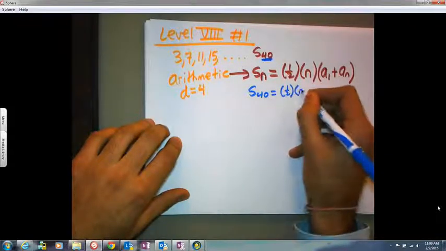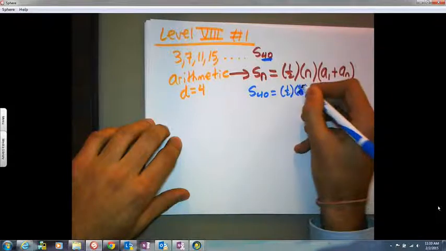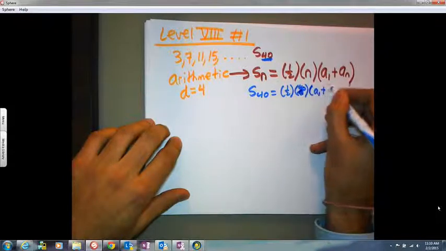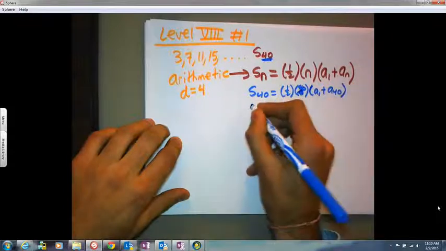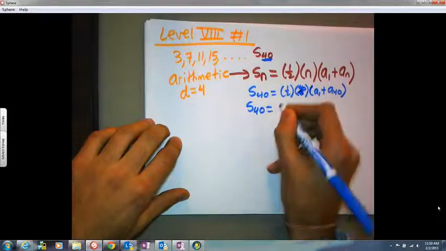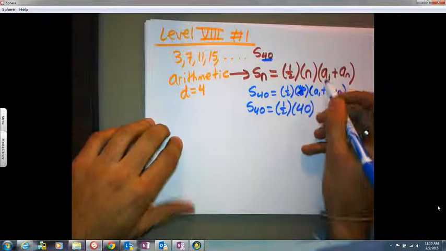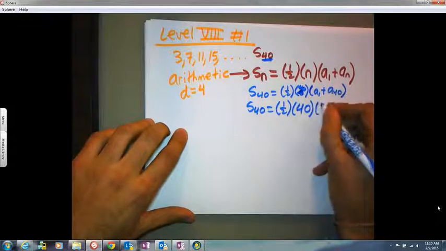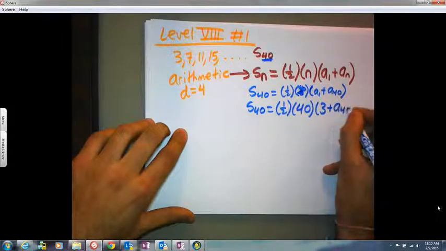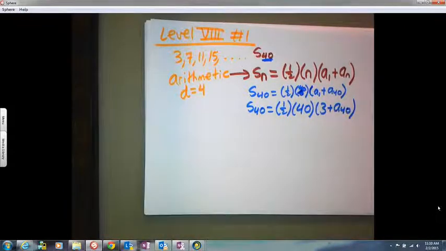So let's clean this up a little bit. S40 equals 1/2 times 40. And a1, we know what that is. Go ahead and plug that in. Unfortunately, we don't know a40 yet. So here's where we are. We now need to identify a40.